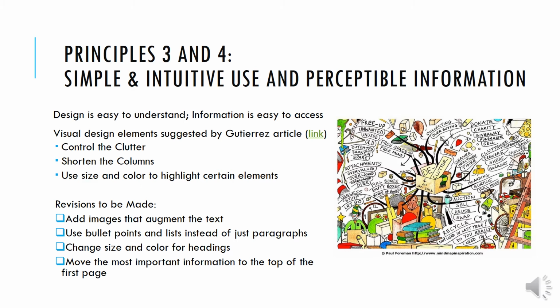First, I can add images that augment the text. I can use bullet points and lists instead of just paragraphs. I should change the size and color for headings. And finally, I can move the most important information to the top of the first page. Currently, the most important information is at the very end of the 4-page text-heavy document.